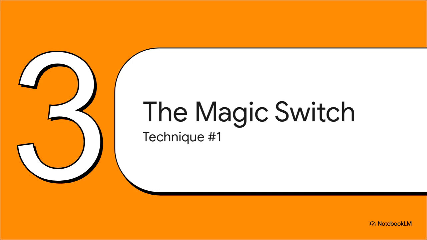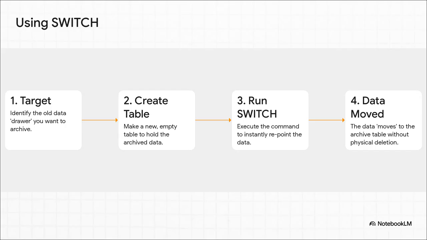Well, that brings us to our first technique. And honestly, it feels a little bit like magic. It's a command called SWITCH. The process is pretty straightforward. First, you just target the partition you want to get rid of, our 2011 drawer. Then you create a brand new empty table to hold that old data. You run the switch command and bam, instantly, all the data from that partition moves into your new archive table and it just vanishes from the main one.